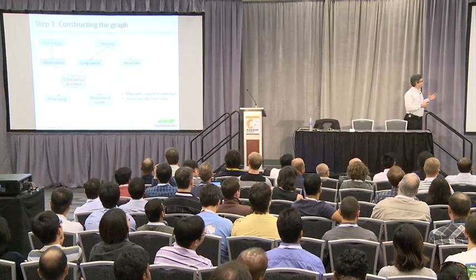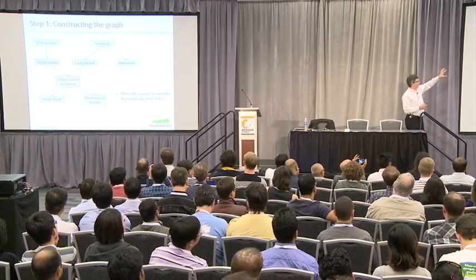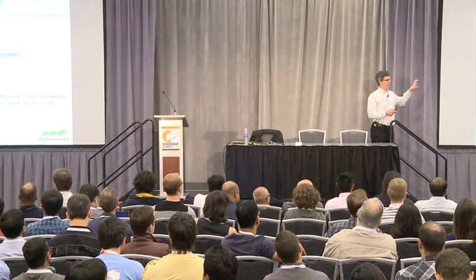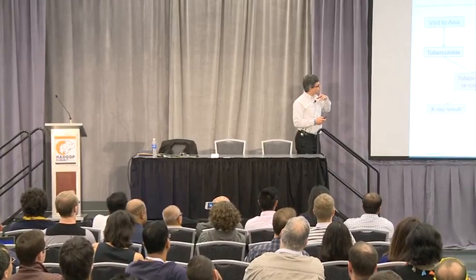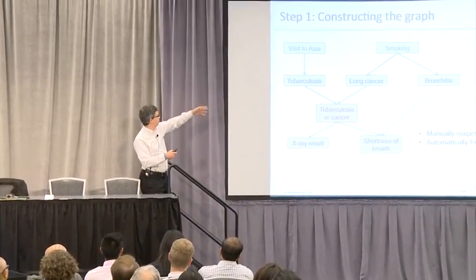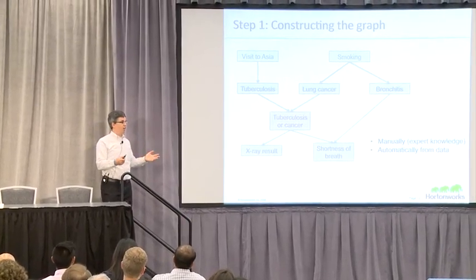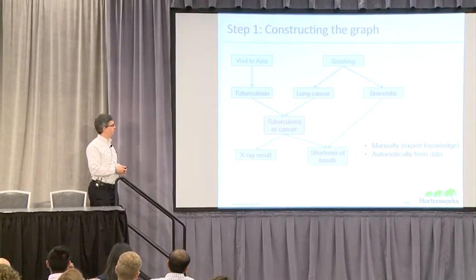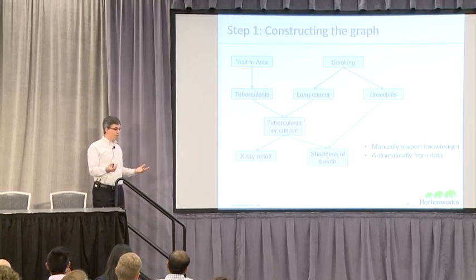So, constructing the graph. We figured out the nodes, and now we want to understand what the edges are, what the arrows are. There are two ways, as I said earlier. You can get an expert. Let's say it's a medical thing here, so we'll get a doctor, and they're going to tell us if that arrow needs to be there, that arrow needs to be there. You can also learn it from data.